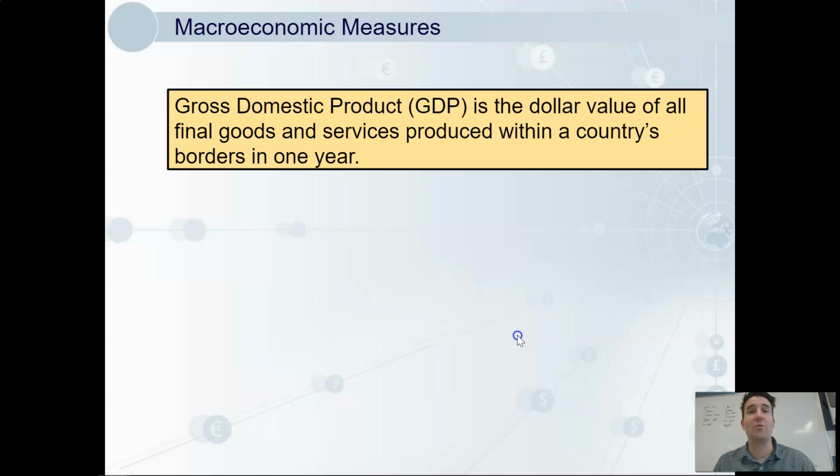Let's start with gross domestic product. Here's our definition. It's the dollar value of all final goods and services produced within a country's borders in 1 year. All right, get that definition down. It's an important one. So all the goods and services produced and sold, it represents the economic activity in a country. We'll now break it down into its components.